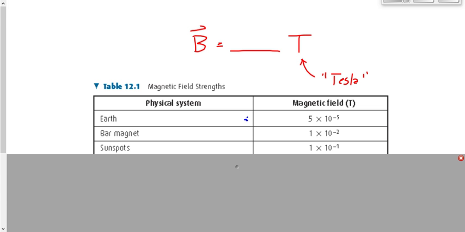Well, when they have these sunspots, charged particles are released from the sun and come towards Earth. These charged particles are affected by the Earth's magnetic field and ultimately cause, sometimes, northern lights and southern lights as well if you live in the southern hemisphere. The magnetic field caused by these sunspots is about 10 to the minus 1 Tesla. So about 10 times stronger than bar magnets? About 10,000 times stronger than the Earth's magnetic field?